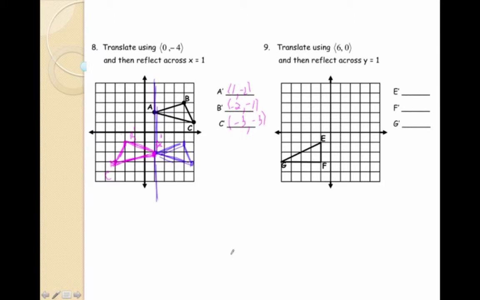And this one we're going to translate using 6, 0, and then reflect across y equals 1. So here's y equals 1. So step 1, we move this thing to the right 6. 1, 2, 3, 4, 5, 6. Same. 1, 2, 3, 4, 5, 6.